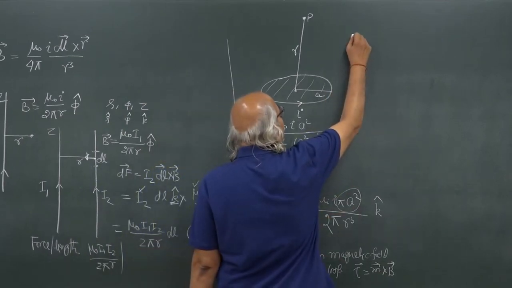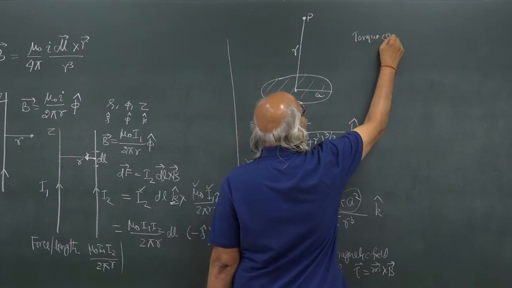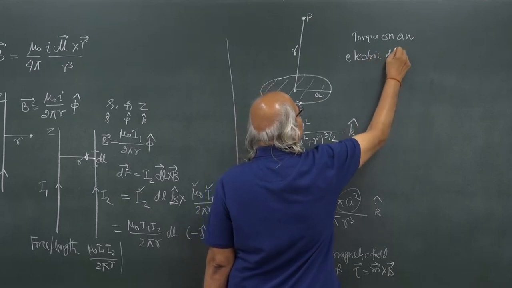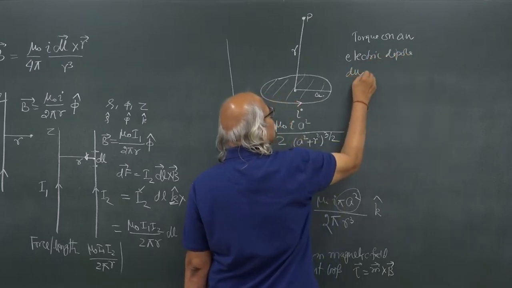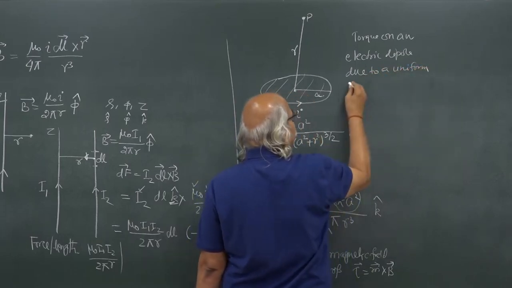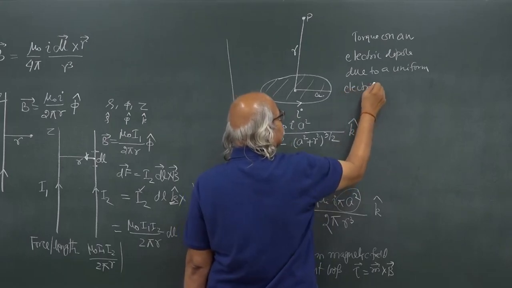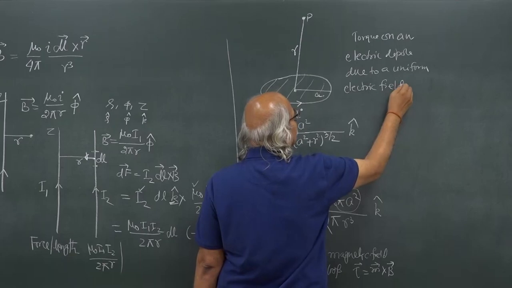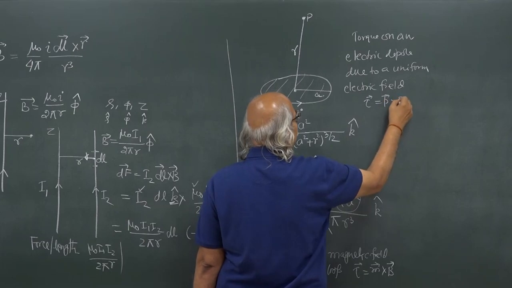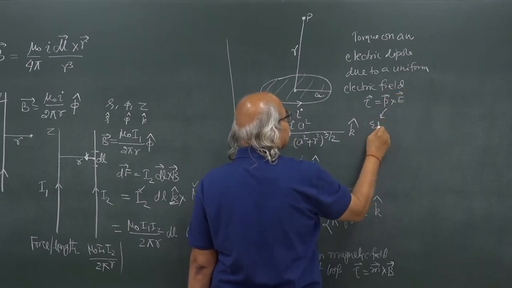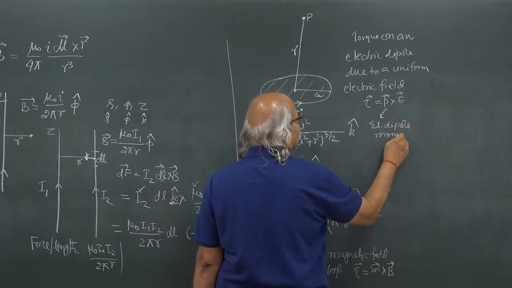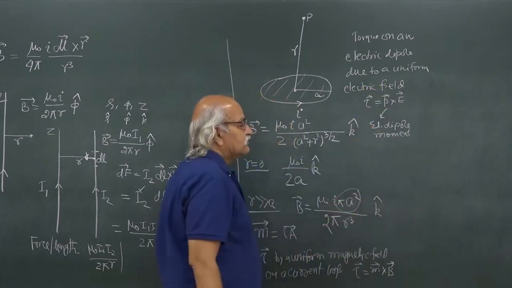this resembles the torque on an electric dipole due to a uniform electric field. And that is written as torque is P cross E, where P is the electric dipole moment. And this derivation is very simple.